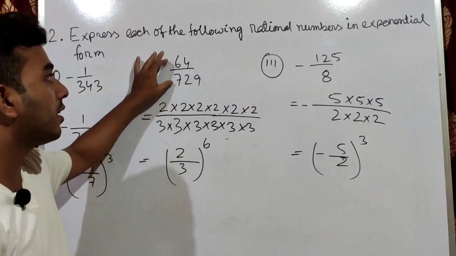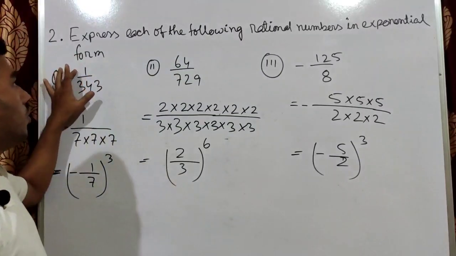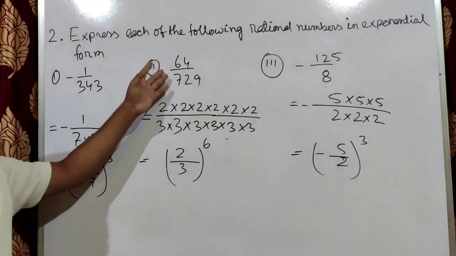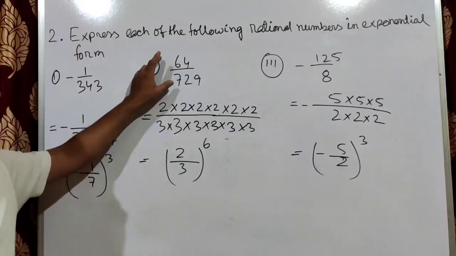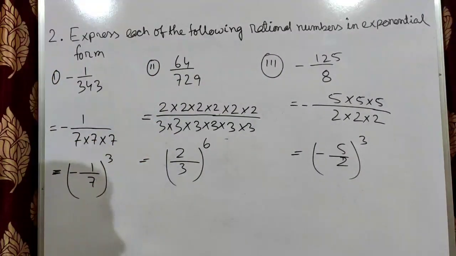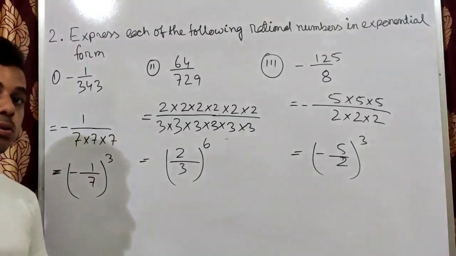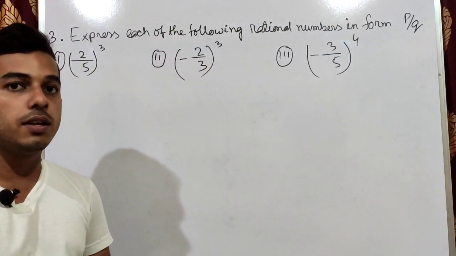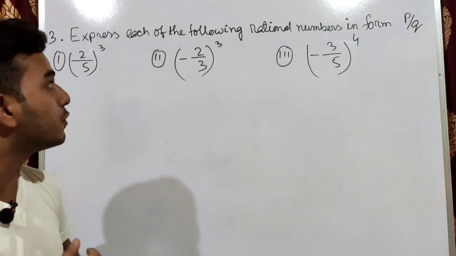Similarly in that case also, in this we have only the denominator, but in this case we have to find both the factors of the numerator as well as the denominator. I hope this is clear to you, right? So now let us move to our third question of our exercise 6.2.